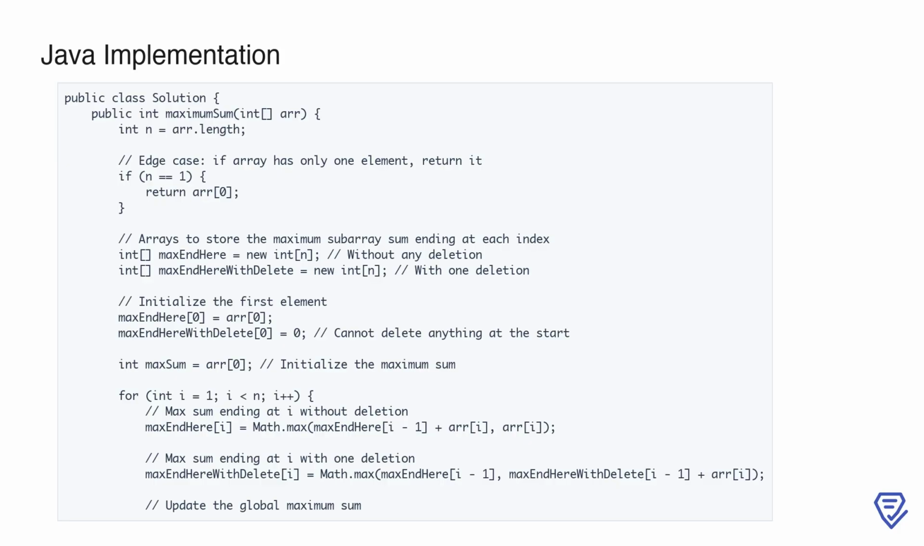Now, using a loop from index 1 to the end of the array, we update maxEndHere at each step by taking the maximum of the sum of the current element with the previous subarray sum, or just the current element itself. This ensures we're always considering the most optimal subarray ending at that point without any deletions.